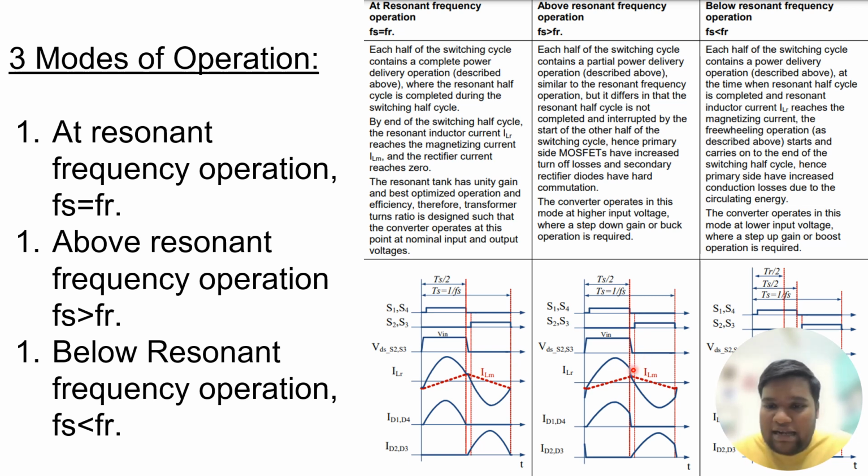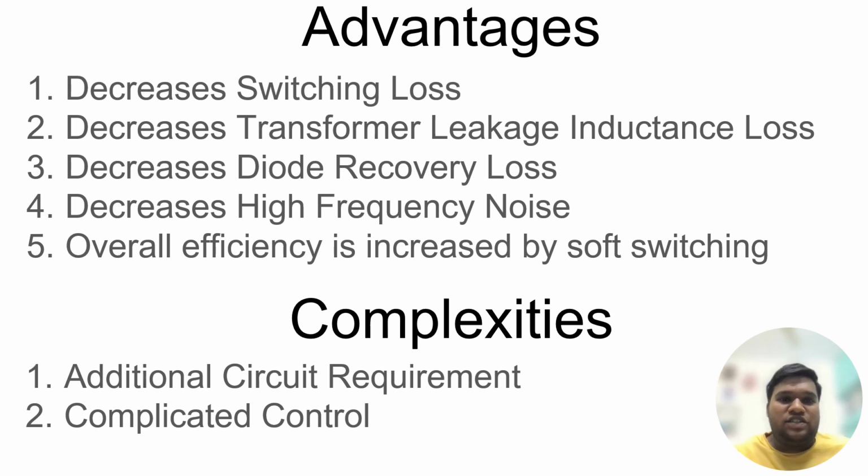Now, once you understand that, I can tell you the third thing. Over here, the current is increasing even more gradually, putting more load on the primary side. And since there are a lot of conduction losses, you need a step up gain or a boost operation at this side. Now, the advantages: it decreases switching loss, decreases transformer leakage inductance loss, decreases the diode recovery loss, decreases the high frequency noise, and overall efficiency is increased by soft switching.